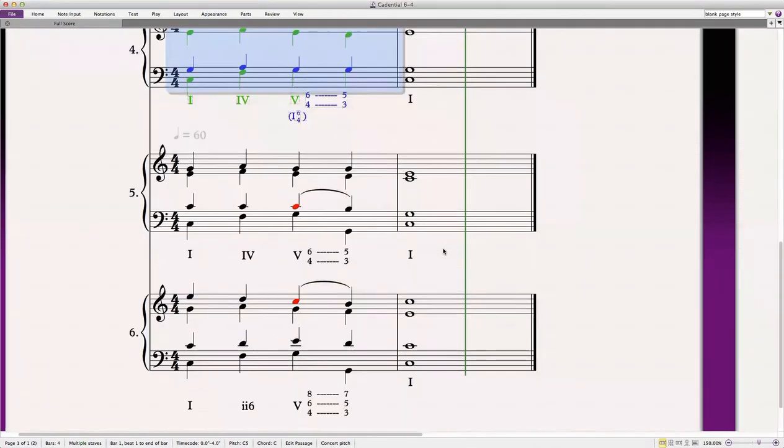We'll see in staff 5 that the dissonant note doesn't always have to be in the soprano. It can be in any of the 3 voices above the bass. Here it is showing up in the tenor, and the soprano and alto are doing other things.